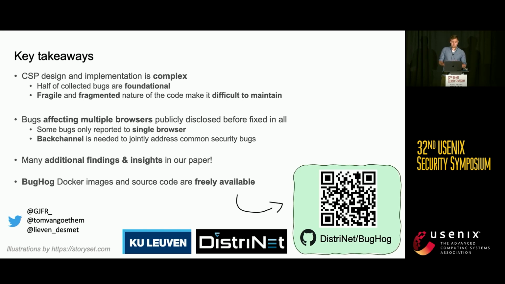Bugs affecting multiple browsers are publicly disclosed before they are fixed in all of them. Some of these bugs were only reported for one browser, and we suggest to overcome this problem to use a back channel between vendors to jointly address the common security bugs and not solely rely on the regression test sharing as it is done now.